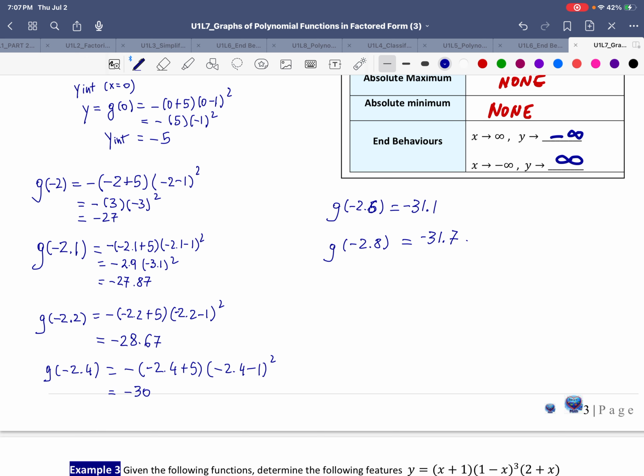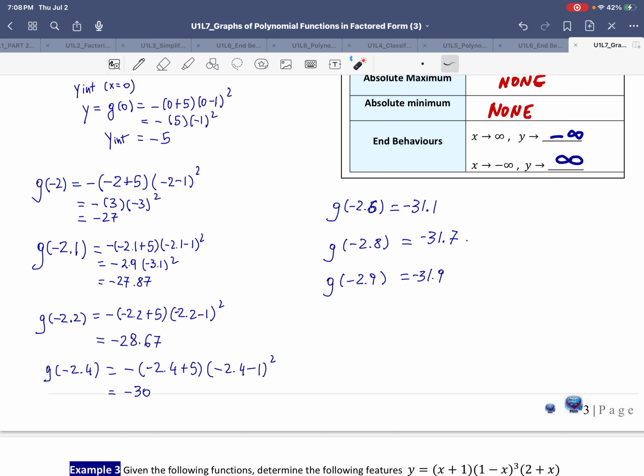So we're going to go at negative 2.9 this time. Let's see what happens. So hopefully it's going to stop soon. Negative 2.9 plus 5 multiplied by negative 2.9 minus 1 to the power of 2. I got negative 31.9, sorry, so almost 32. You can see that the differences now are going by 0.2, 0.2, whereas previously we had greater differences.